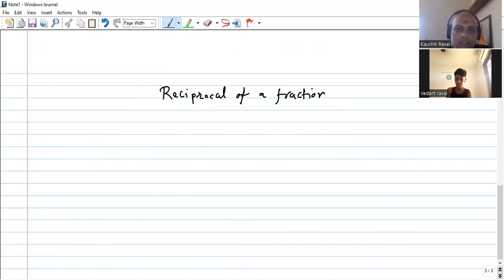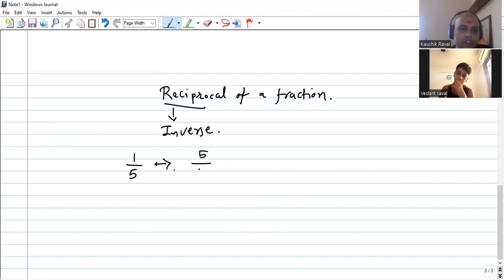The reciprocal word's meaning is inverse, right? Inverse, which means to make it upside down. Say for example, you have 1 by 5. So the reciprocal of 1 by 5 is 5 upon 1. The denominator becomes the numerator, the numerator becomes the denominator. Okay? So what will be the reciprocal of 5 by 7?